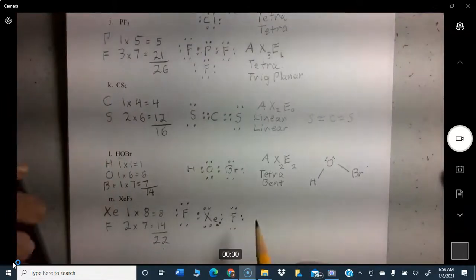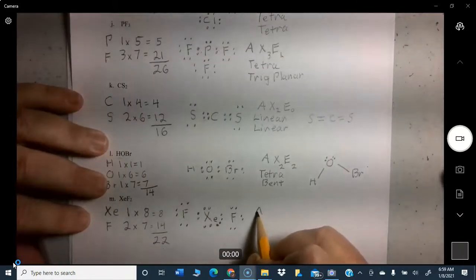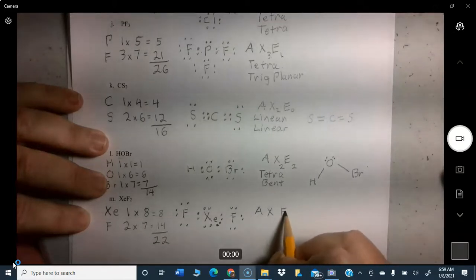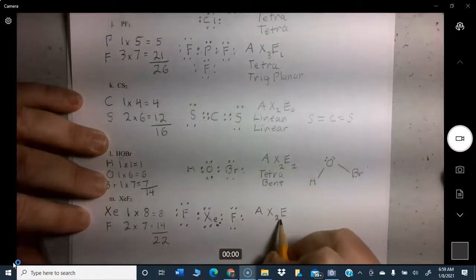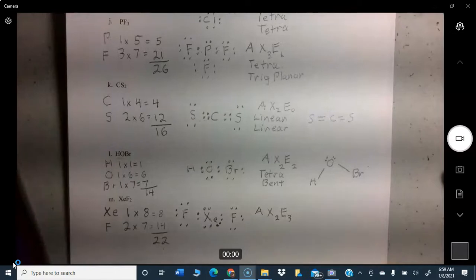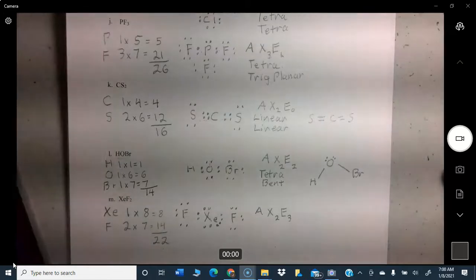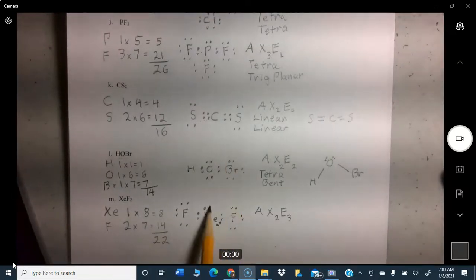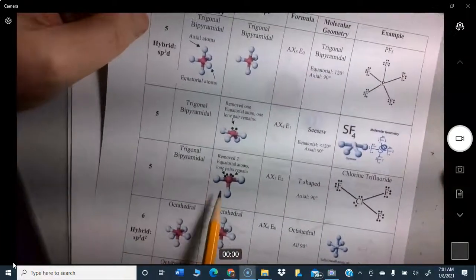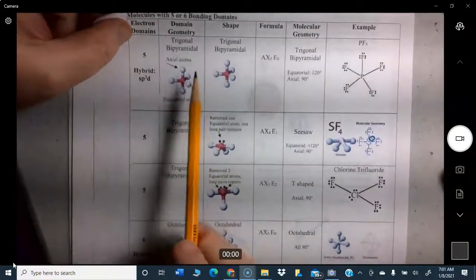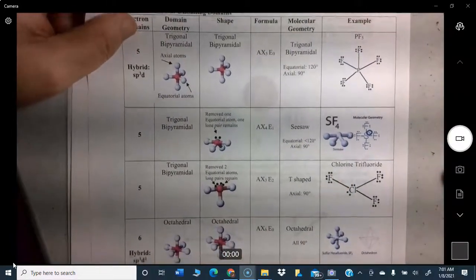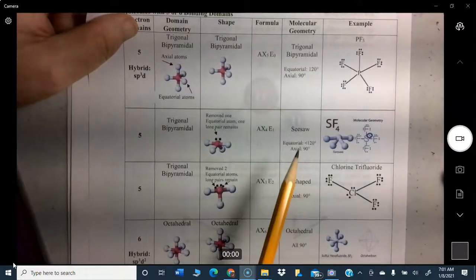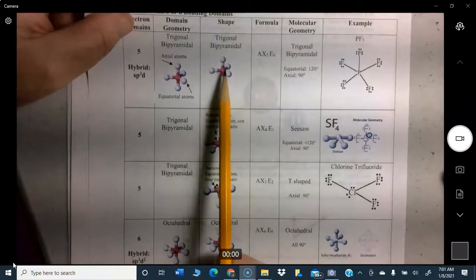So that would be AX2E3. So xenon has 2 bonding domains and 3 lone pair domains. So now we have to go to the other side of that sheet, and if we look on here, there's 5 electron domains around xenon. So that would be part of this family over here of trigonal bipyramidal. However, it doesn't show this one on the sheet, so you kind of have to think about what it would look like here. So this is if all 5 of those electron domains are bonding.